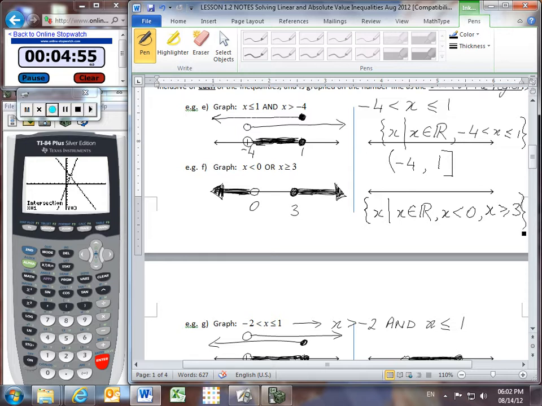If I wanted to describe this in interval notation, in fact, I've got two different regions that I need to describe. So interval notation becomes a little bit more complicated here. What's the left endpoint of this first region? Well, in fact, the left endpoint goes on forever to negative infinity.